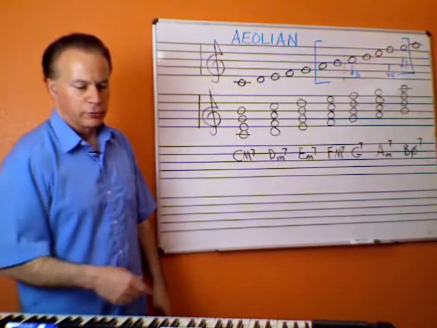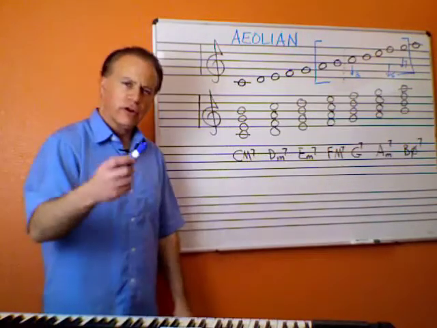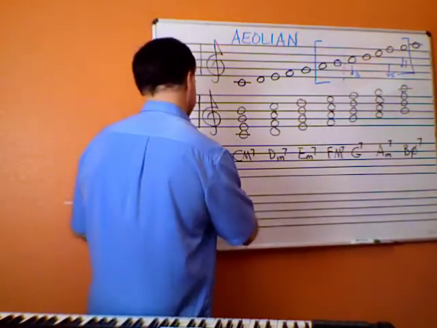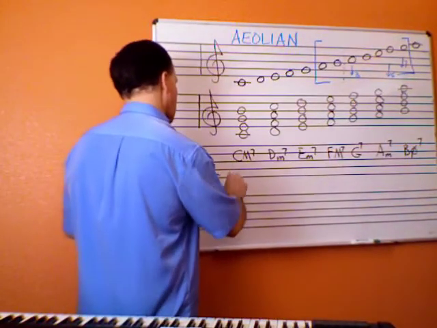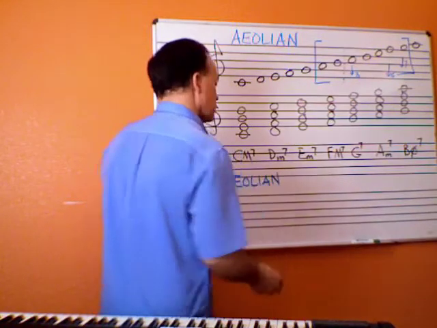Okay, let's build a few modes. Exercise number 1 there asks you to build a few modes. Let's go ahead and do that. We've already built a few Lydians, so let's look at the Aeolians. We've got E Aeolian. Okay, so let's do it a couple ways.